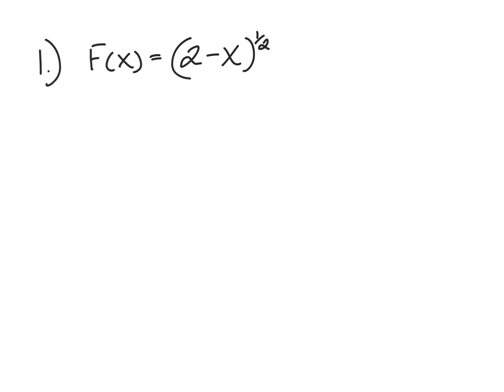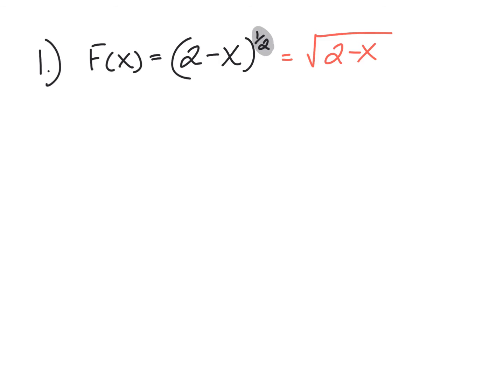Let's find the domain of f of x here. So 2 minus x to the 1/2 power is equivalent to the square root of 2 minus x. The exponent of 1/2 means that the index is the same as the denominator of that fraction. So the index here is 2, the square root of 2 minus x. So I have a problem if I have a negative radicand.